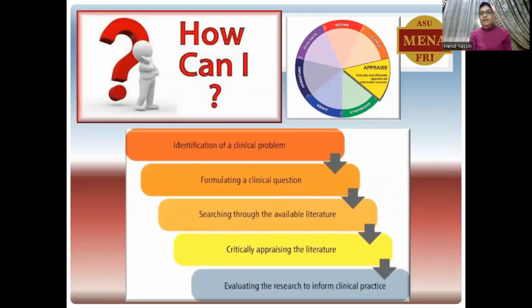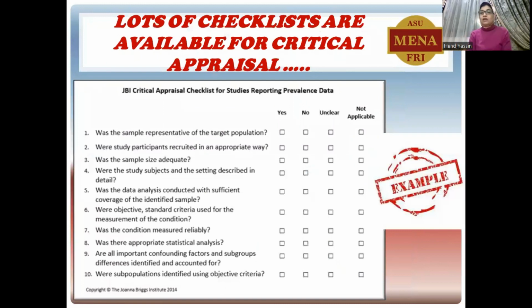How can I critically appraise evidence? First, we have to identify the clinical problem, the problem we are concerned with, and then formulate a clinical question in one of the accepted formats, and then search for the available literature, critically appraise the literature, and evaluate the research to inform clinical practice. There are lots of checklists available for critical appraisal. This is an example of a checklist.